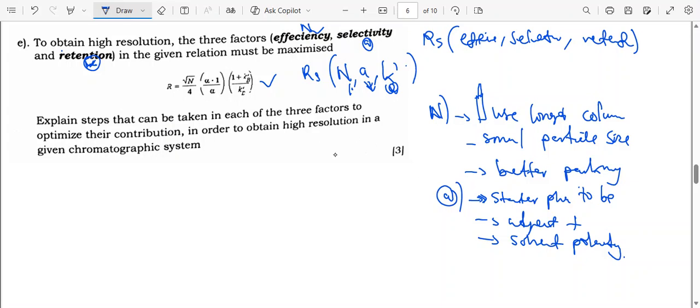Then how can we improve the retention factor K? This can be improved by adjusting the mobile phase composition, also modifying the temperature, and changing the pH if possible, especially in liquid chromatography. The pH should also be adjusted. Okay, that is it.